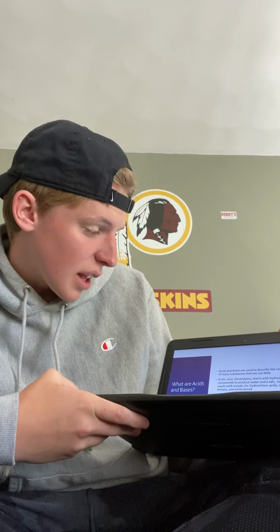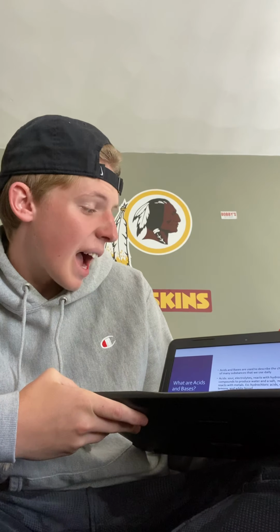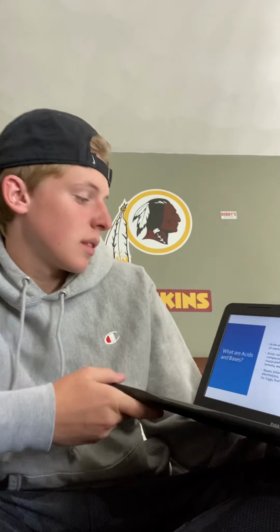So acids have many properties. Usually sour. When you taste them, they're sour. They're electrolytes, and they react with hydroxide ion containing compounds to produce water and salt. They also neutralize a base, which is the opposite of an acid. And they react with metal. That's one of the key things about acids, is they react with metal.